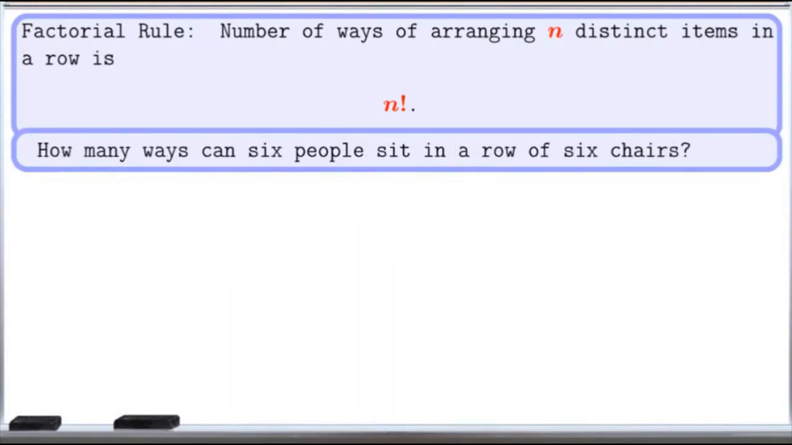So let's look at another example. Here we have to find out how many ways 6 people can sit in a row of 6 chairs. So it is like arranging people in a line. So in this case, our n is 6. 6 factorial comes out to be 1 times 2 times 3 times 4 times 5 times 6, which is equal to 720.